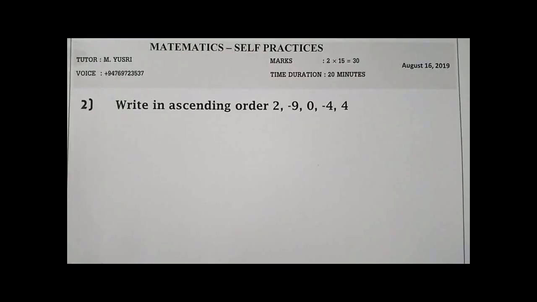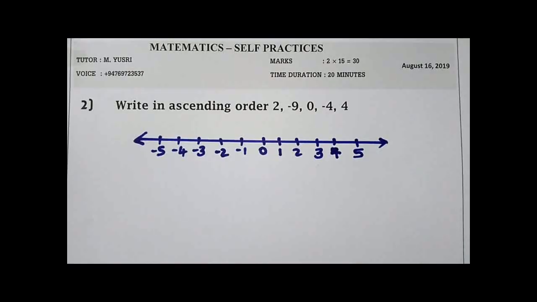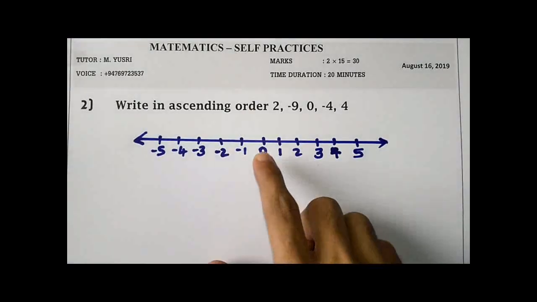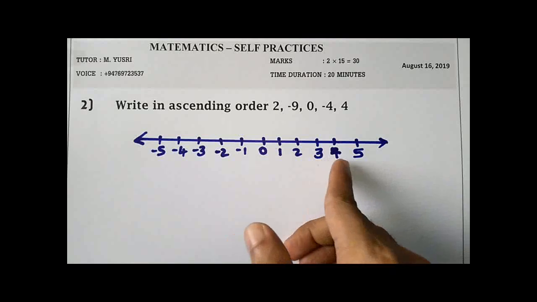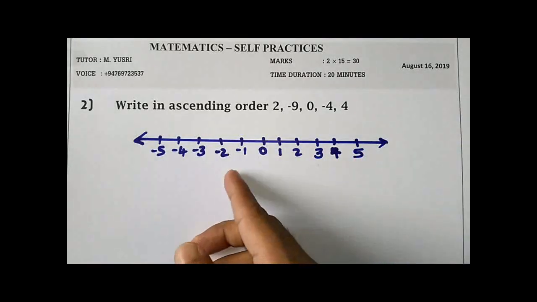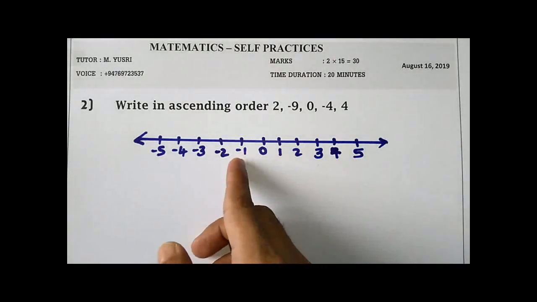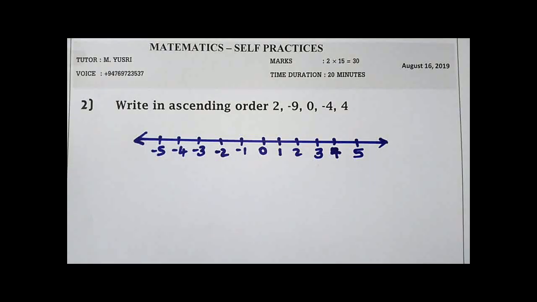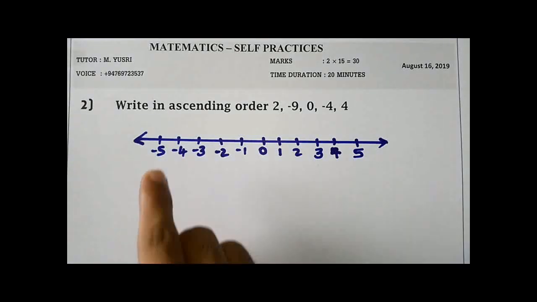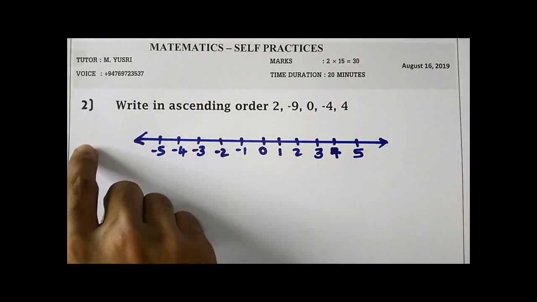This question is related to integers. Write in ascending order. It's better to think about the number line first. Here on the number line, 0 is in the middle, and 1, 2, 3, 4, 5 and so on. On the left side we go with the negative numbers: minus 1, minus 2, minus 3, minus 4, minus 5 and so on. So you can see minus 9 should be situated here.